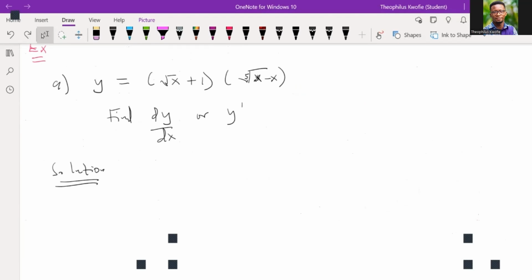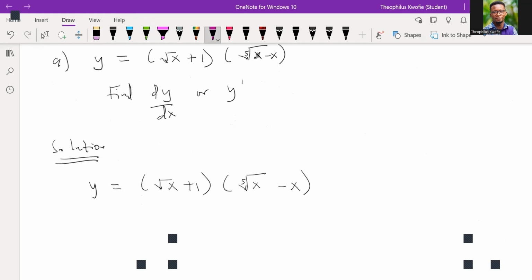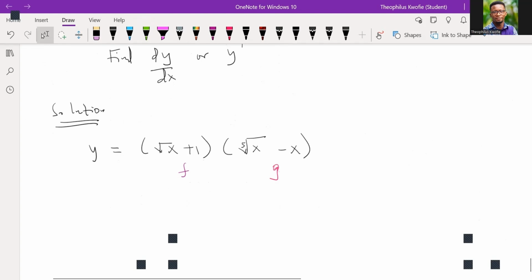So let me make it simple. So we have something like this, and then the fifth root of x minus x. So let's take note. Now we can assume that this is our f, and then this is our g. Okay, good. Since we've already established that, we can just go straight to the point.